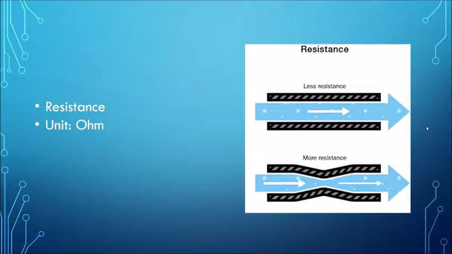Last but not least, we have resistance. In a river, you can compare this to the amount of stones blocking the water. If there are more stones blocking, the water will have a harder time flowing through the river, which results in less water flowing through the river. This is the same for electricity. If a component or cable offers more resistance, it is harder for the power to flow through. The unit for resistance is ohm.